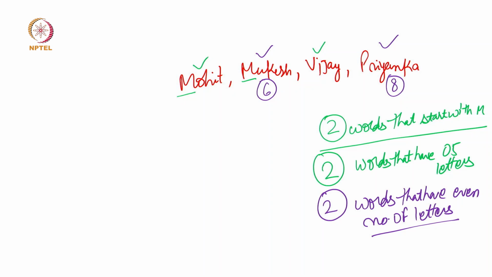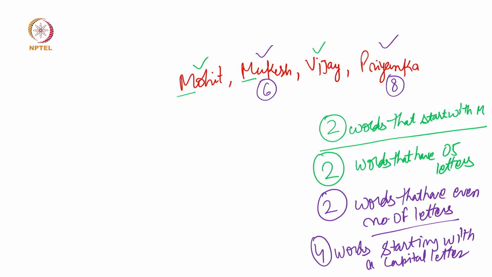So another pattern in these 4 words is that all the 4 words start with a capital letter. Okay. Any other pattern you can see in these words? There is one more pattern. What exactly is that pattern? That pattern is that all the 4 words are also ending with a letter, but that is in lower case.